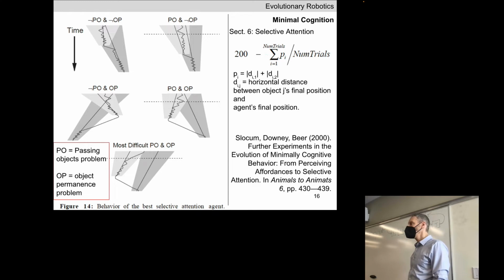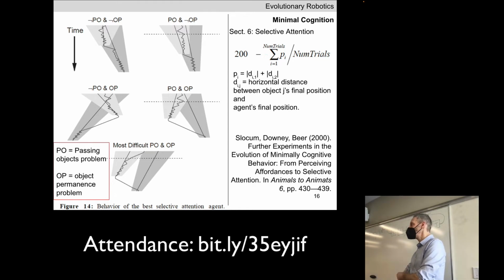difficult. Why is it more difficult? What is it in the figure that tells you that this task is more difficult for the robot? Because it only gets to see both of them for like a really small amount of time. Absolutely, right? So the trapezoids stop overlapping very, very quickly.